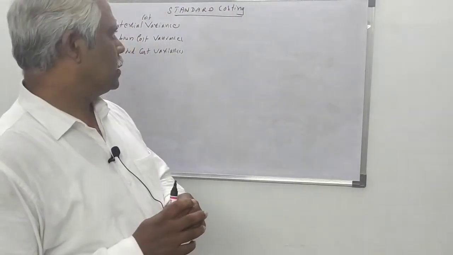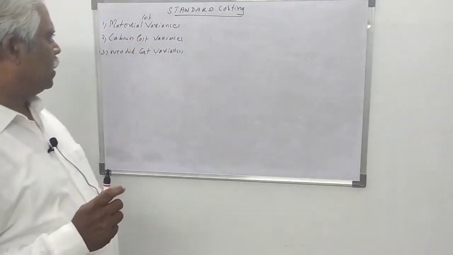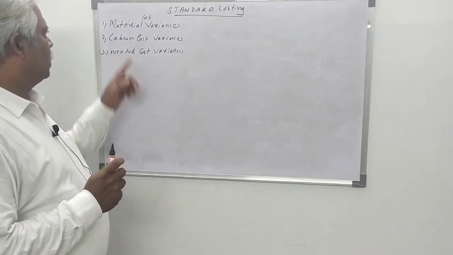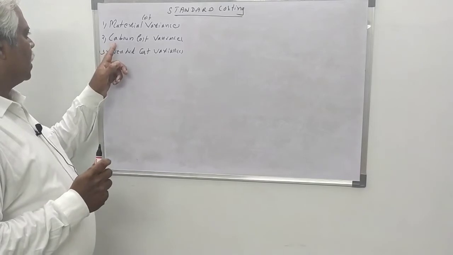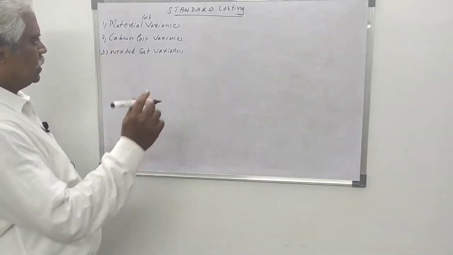Then we can start standard costing. In the previous class, we studied material cost variances. In this class, we will continue with the labor cost variances.